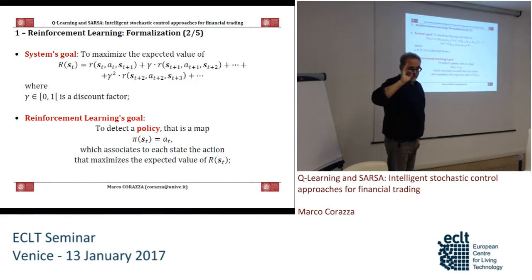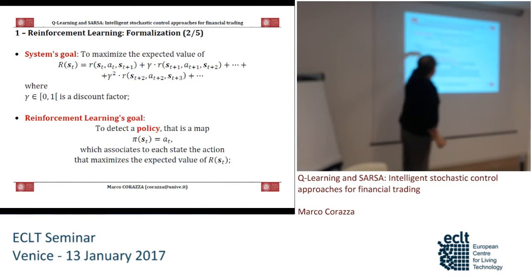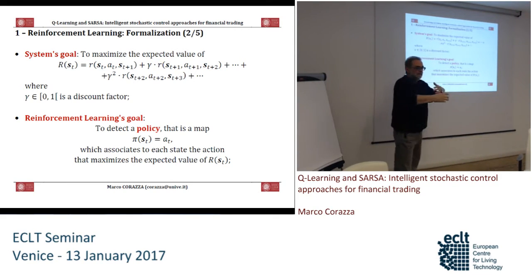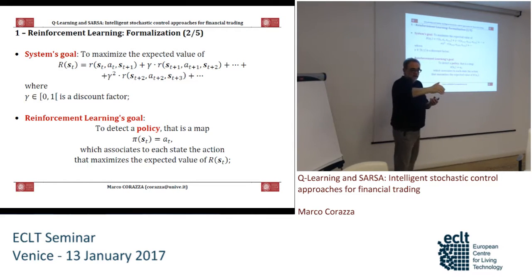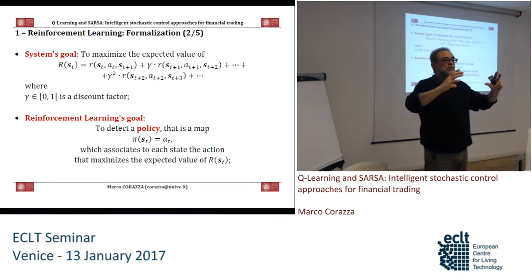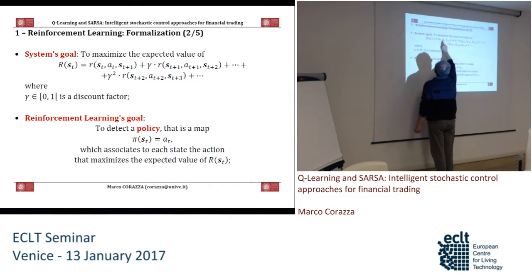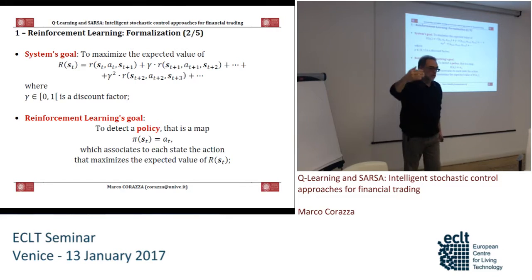So we want our system to be able to maximize this quantity. In this phase, you can see that we are attempting to write the problem, putting in evidence its dynamic aspect, because at the end of this part we should have a stochastic control problem to solve. So we can see that the global reward at time t depends on the particular reward of time t plus 1, time t plus 2, and so on.